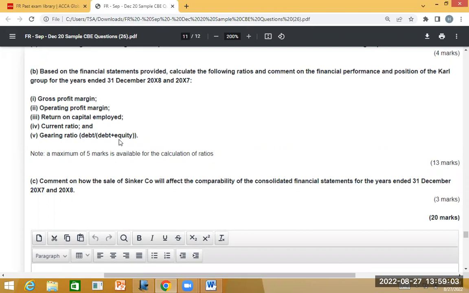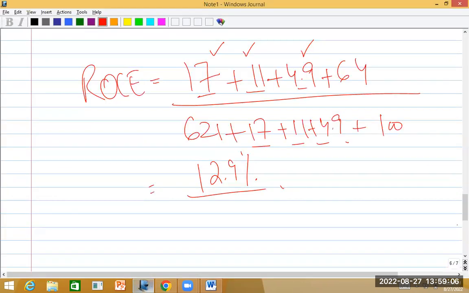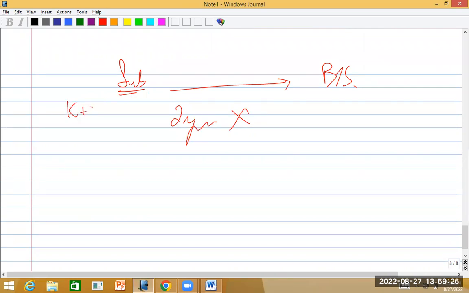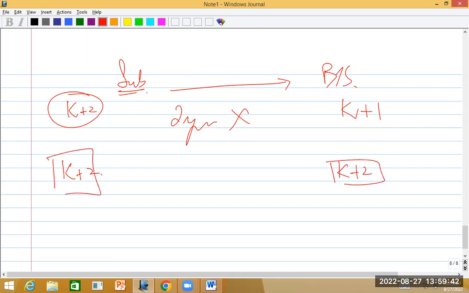Comparability, so the answer is very simple. When we sell a subsidiary company, it will be removed from the balance sheet. So the balance sheets of the 2 years are not comparable. Previously we had the Carl company plus 2 subsidiaries, but now we have only the Carl company plus 1 subsidiary in the balance sheet. So the results are not comparable. But for the income statement, we have Carl plus 2 in both years because we sold at the last date of the financial year.